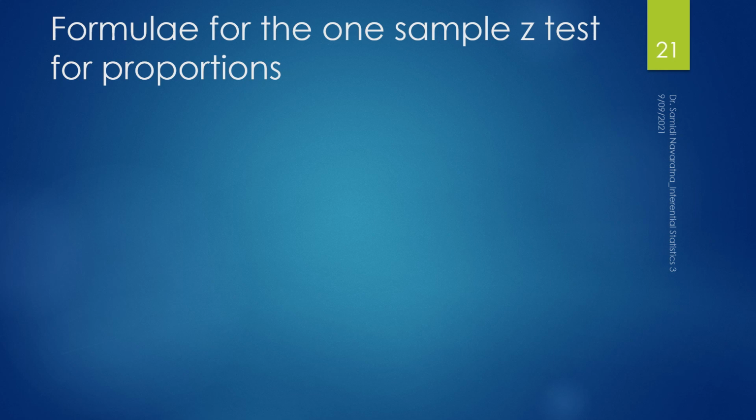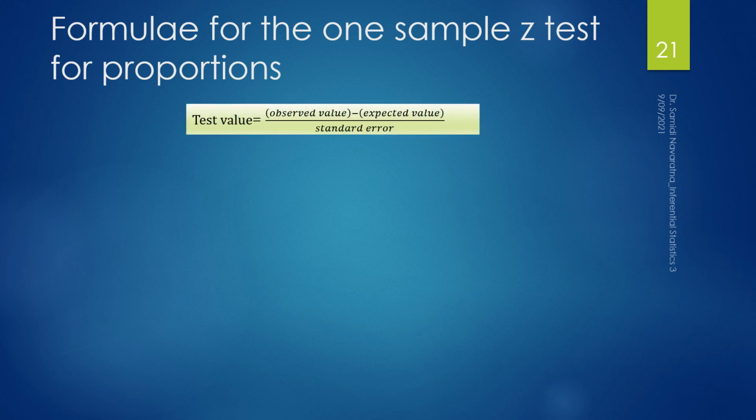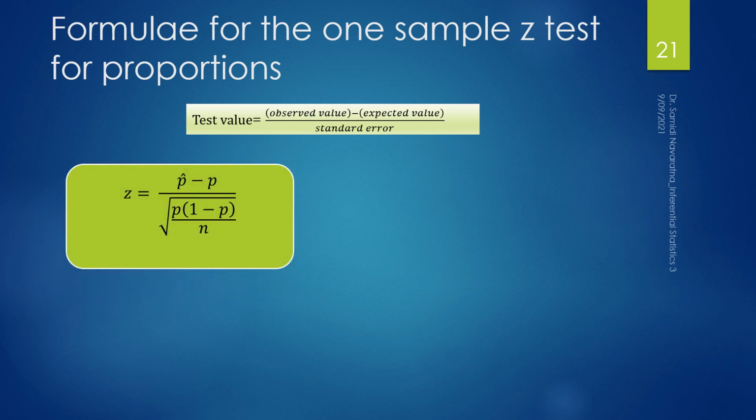Formulae for the one sample z-test for proportions. This test also follows the same format. Test value equals observed value minus expected value divided by the standard error. We already know how to calculate the standard error for the proportion. The observed error, that is the observed value minus expected value, is written as p hat minus p divided by the standard error for the proportion.